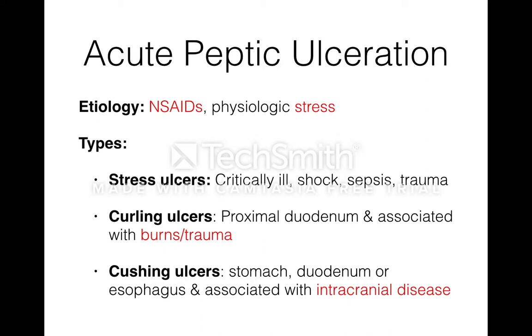The second type are Curling ulcers. These are associated with burns and occur in the proximal duodenum. The last type is Cushing ulcers. These arise in patients with intracranial disease and will often be found in the stomach, duodenum, or esophagus.